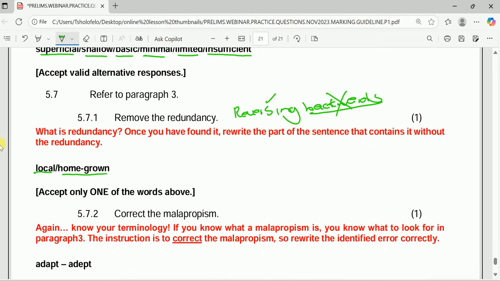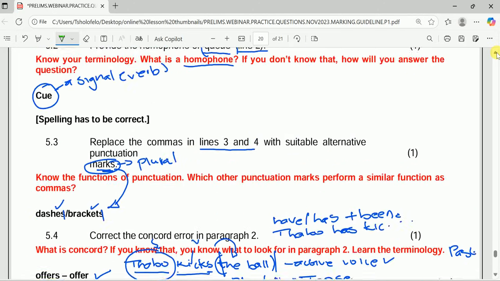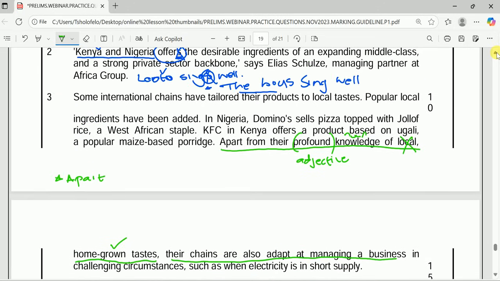Correct malapropism. Again, I said that the word malapropism is an incorrect use of a word that does not suit the context. And then again, it's also related to vocabulary. You must know your vocabulary. In paragraph 3, paragraph 3 seems to be the famous paragraph for this question. Right, now we are going to look into malapropism.